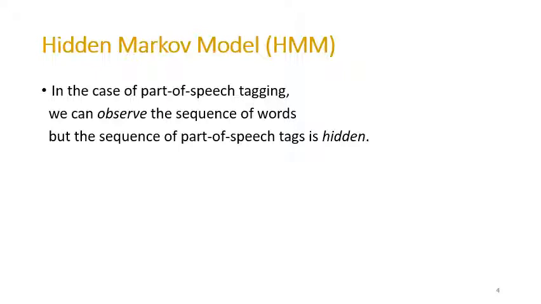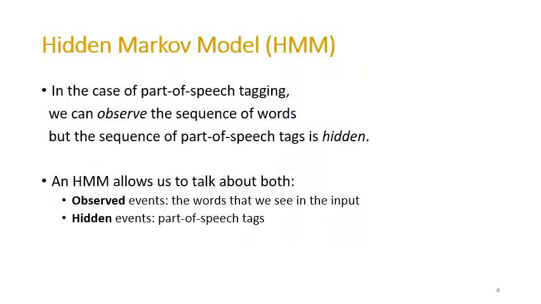And the problem of part-of-speech tagging is called hidden Markov model, because the thing that we are interested at, the part-of-speech tag for each word, is hidden. We cannot observe them. We do not know whether this word is a verb, is a noun, or whatever it is. We can only see the observations, the words, but we cannot see the tags. The tags are hidden.